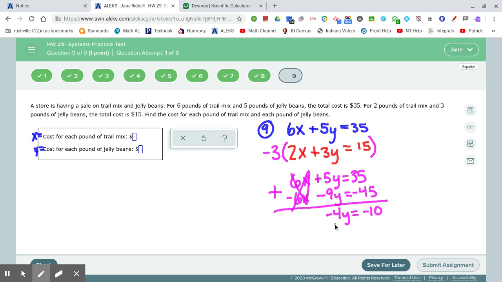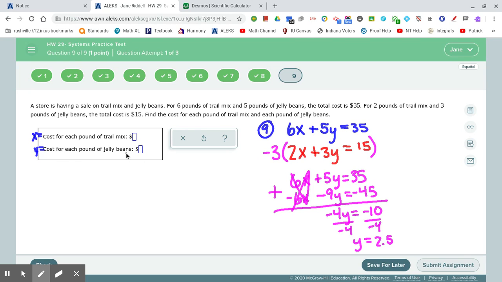Y is being multiplied by negative 4, so I'm going to divide both sides by negative 4. A negative divided by a negative is going to give me a positive, which is good because we're dealing with money, and I don't think a store is going to say it costs negative dollars to buy. So positive 10 divided by 4 is 2.5. All right, money-wise, that means $2.50, which sounds like a very reasonable price for a pound of trail mix.